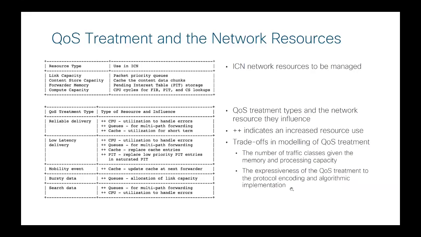In the typical case, QoS modeling or treatment modeling is a trade-off of two things. The first is the ability to handle a number of traffic classes given the total amount of memory we have, let's say in the PIT or in the cache, and the processing capacity. The second is the trade-off between the ability to express the type of QoS treatment, given the protocol encoding ability and the algorithmic implementation. What we have seen in the traditional IP world is that we have only limited TOS codes, whereas in NDN we can have more space to encode the QoS treatment. Whether we need just, let's say, 1 byte or 2 bytes depends on how expressive the QoS treatment can be. And that is where the TLV based approach is providing more opportunities.